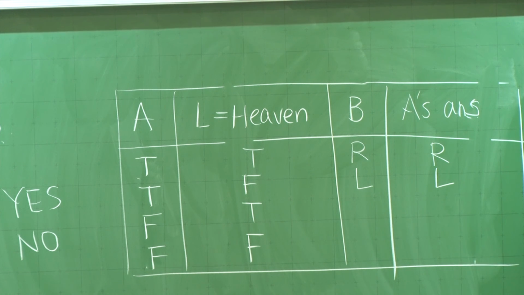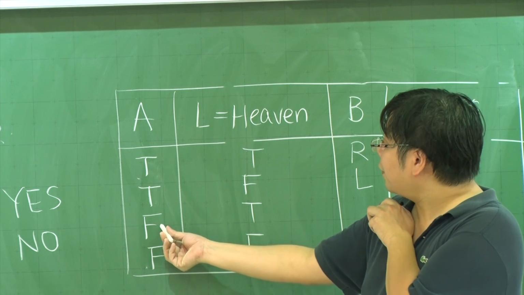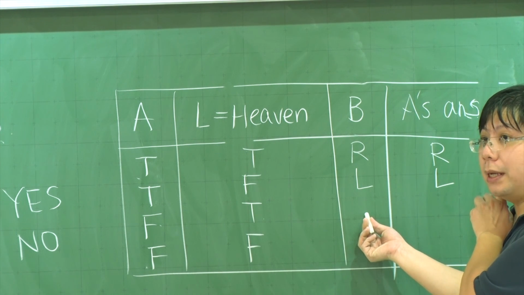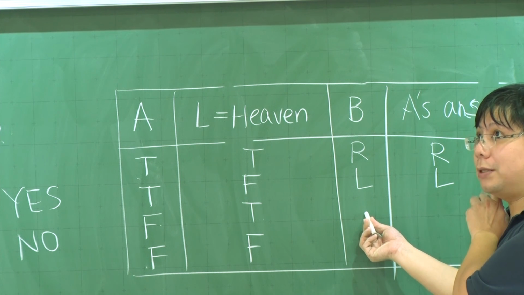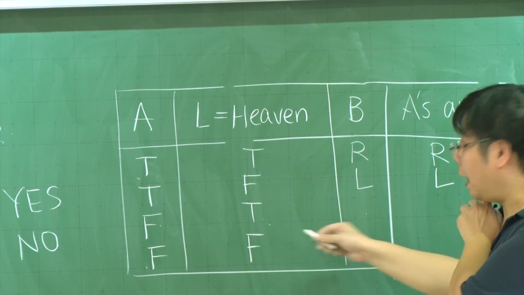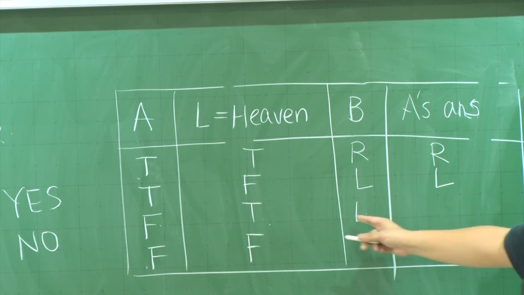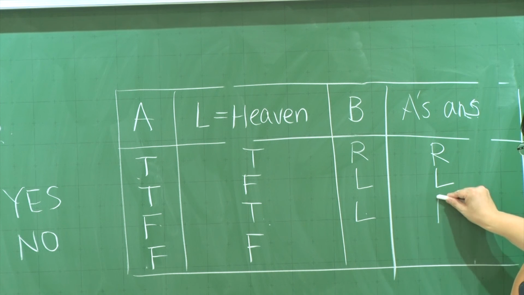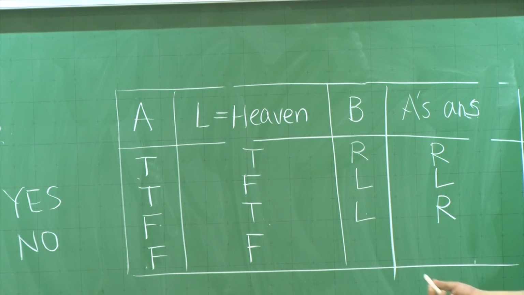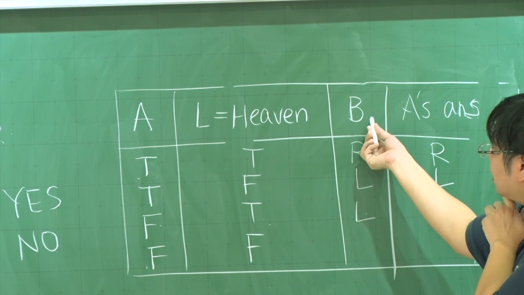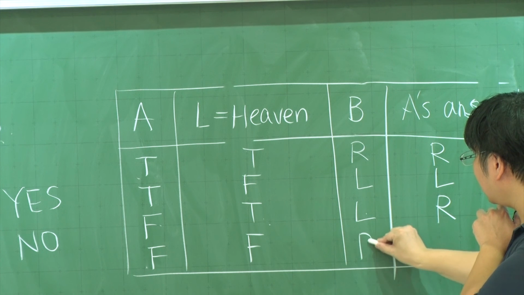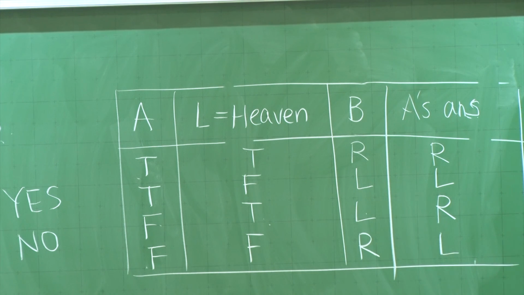And if A is a false type and L is heaven, then B is a true type, so B will answer left. But A is a false type. He knows B is answering left, so he will answer right. And the last one: A is false type, so B is true type. Left is not heaven, so the right side is heaven, so it is L.